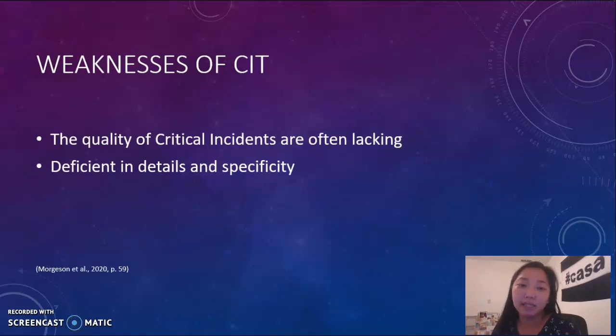So the weaknesses of this technique is that the quality of critical incidents aren't always up to par. It's hard to get employees or supervisors, whoever is completing the critical incident, to give the best description of what happened. So it can be deficient in details and information.